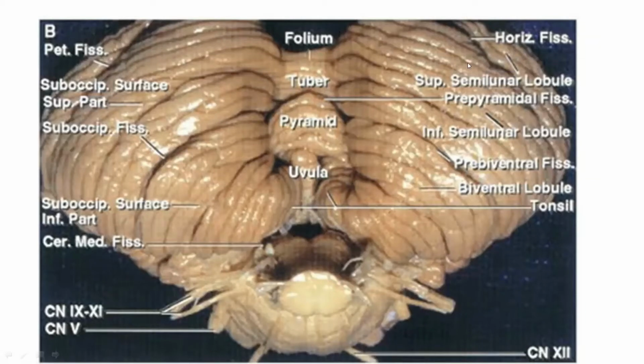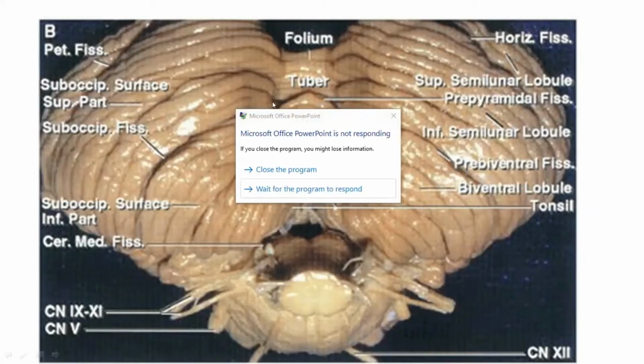Then as you see laterally, you have this hemispheric portion accounting for the suboccipital surface. This includes the superior semilunar lobule that we already saw on the tentorial surface. Here it is extending down from the tentorial surface onto the suboccipital surface. This is followed by an inferior semilunar lobule, followed by a biventral lobule, and then you have the tonsils which are located medially on this structure.